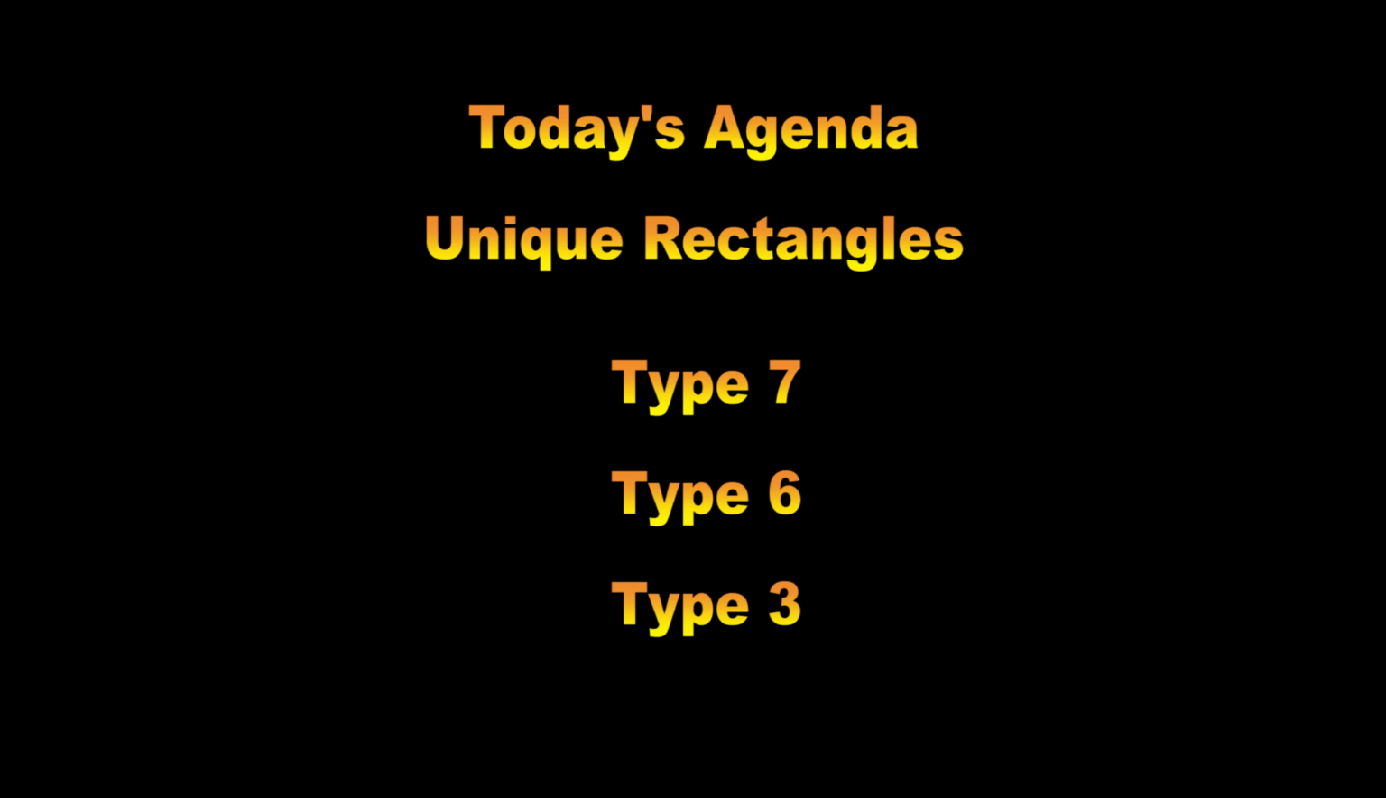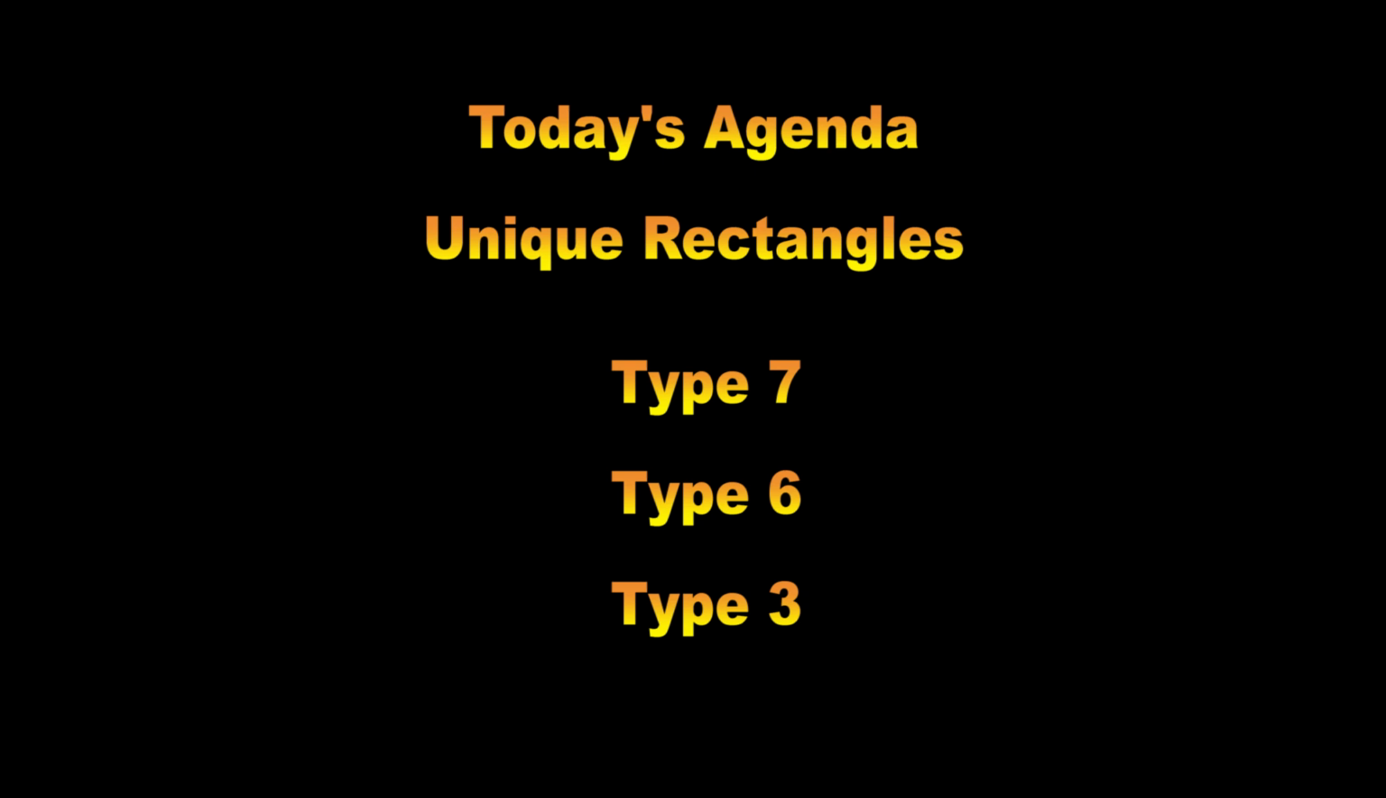Great. Today we're going to study 3 more types of unique rectangles, or URs, namely type 3, type 6, and type 7. But we're going to look at them in reverse order. Reason being, type 6 will be easier to understand after you understand type 7, and type 3 is unlike all the others, so we'll save that one for last, okay?